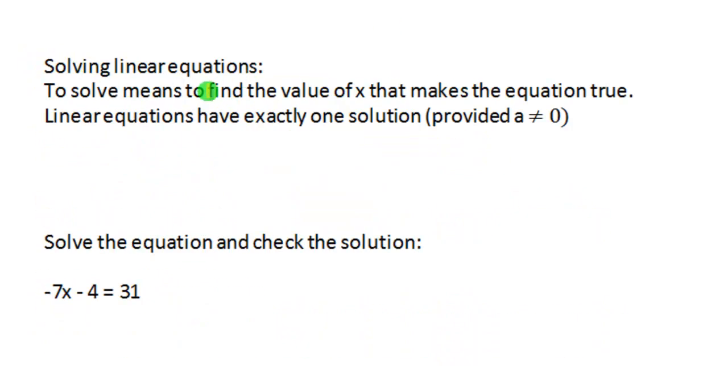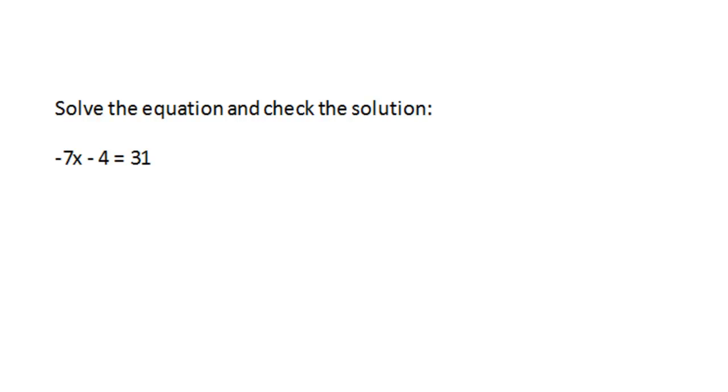Now, to solve linear equations means that we want to find the value of x that makes the equation true. And linear equations will have exactly one solution, provided that a, the coefficient of x, is not equal to 0. So let's solve some equations, and we'll be checking the solution as well. So here's our first equation: negative 7x minus 4 equals 31, and we want to isolate the variable.